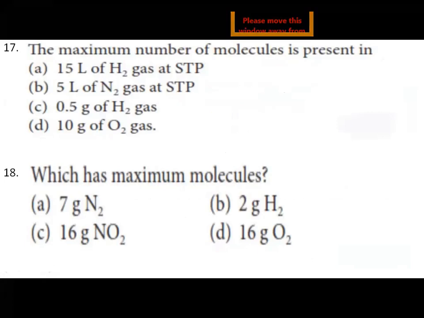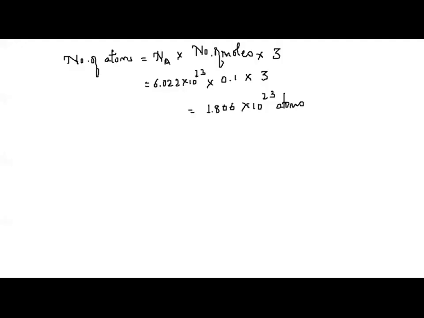Moving to the next question. The maximum number of molecules is present in which of the following? 15 liters of H2 gas at STP, 5 liters of N2 gas at STP, 0.5 grams of H2 gas, 10 grams of O2 gas. So where are the maximum number of molecules present? Yes, solve it. When you do a lot of examples, you become perfect in it.